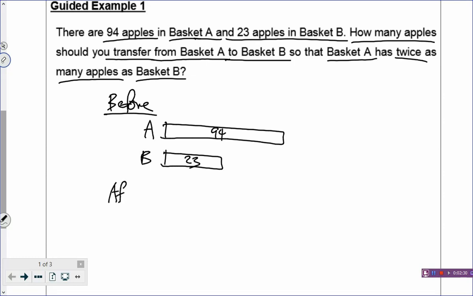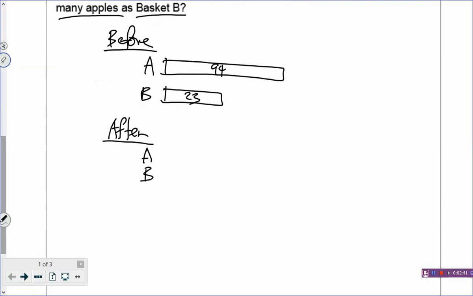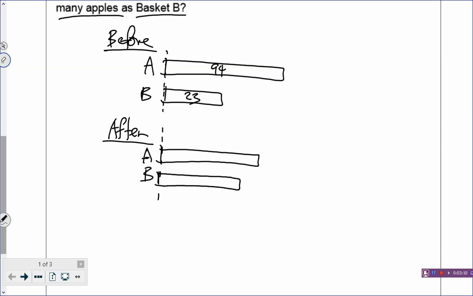So how many apples should you take out from A and put into B? So that, right, it means that in the after, what's going to happen? So that basket A has twice as B. Okay, so we are going to draw the after model for A and B. So the rectangle for basket A will definitely be shorter now. Okay, so remember the dotted line, that's where you start to draw your rectangle. So I'm going to draw A, which is lesser than before. Right, you can see that A has now a shorter rectangle than before. Okay, and then B is going to have a longer rectangle than before because B received the apples from A. So it's going to be something like this.